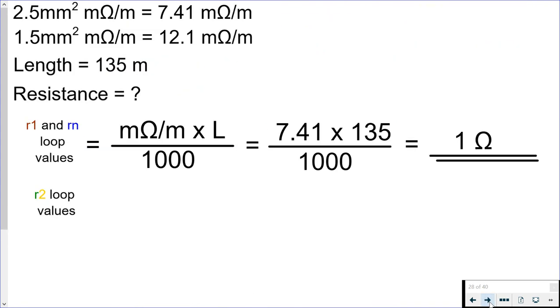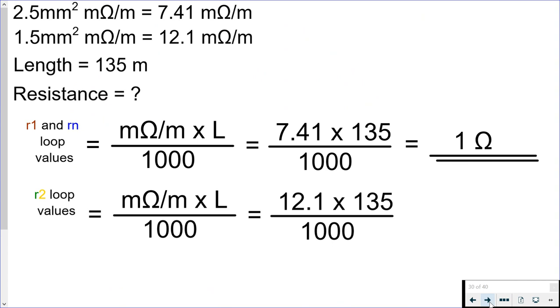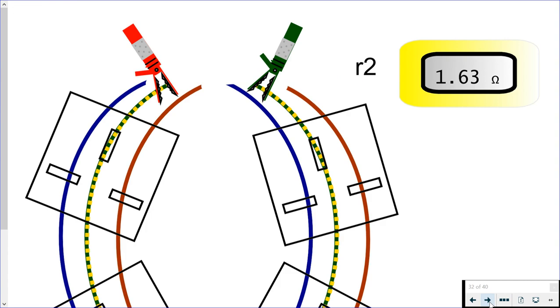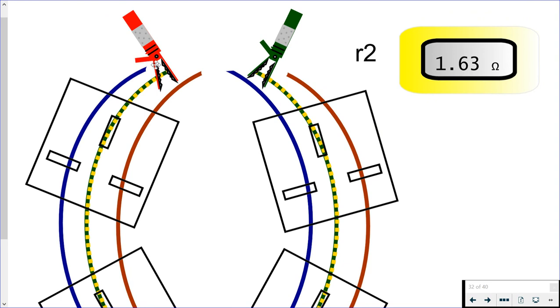Then we have to calculate our expected little r2 value. So we take that 12.1 milliohm per metre value and multiply it by the same 135 metres, again dividing by 1000. That gives us an expected little r2 value of 1.63. Again, we go to our board, go to the disconnected ends of our ring final socket circuit, and we test end to end. So that's testing from one end all the way around back to the other, and we get a measured value of 1.63.